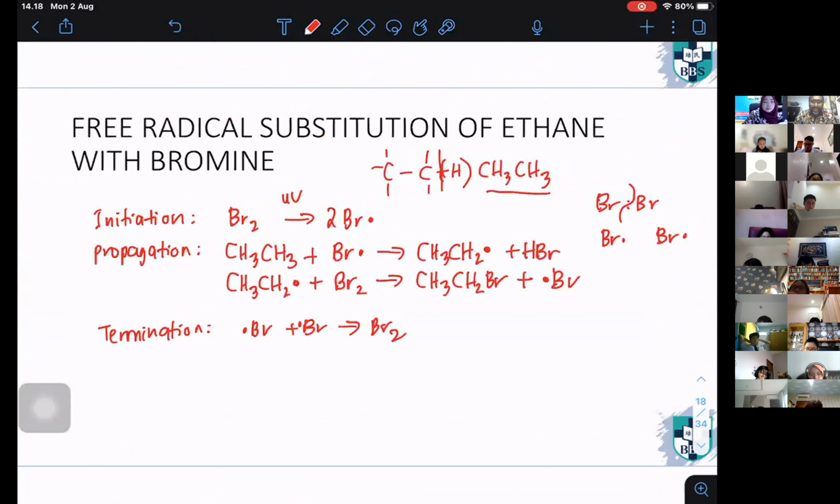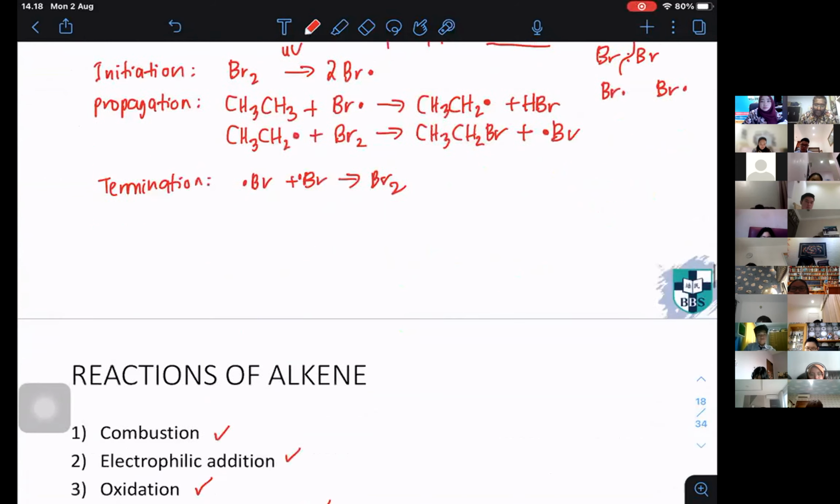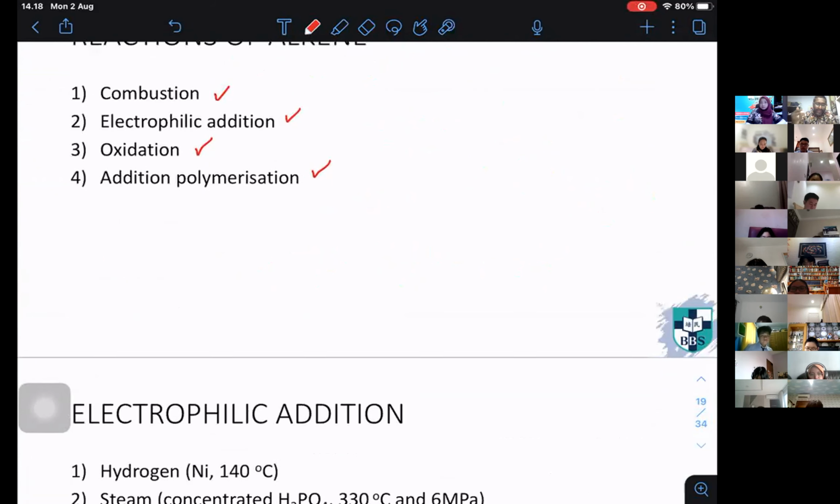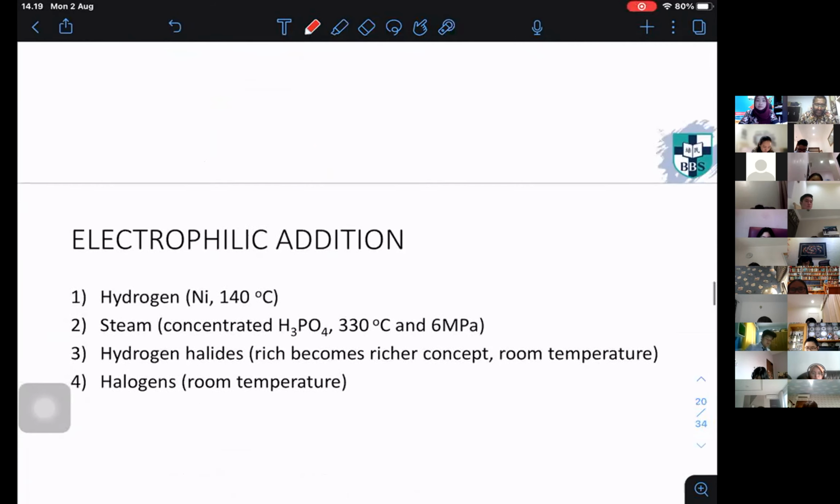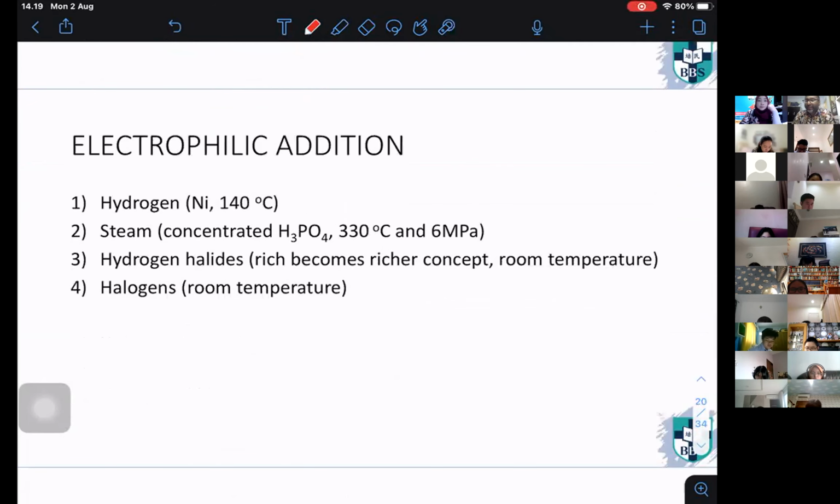Now, if you have this reaction, there are a total of four reactions: combustion, electrophilic addition, oxidation, addition polymerization. But the main part is going to be electrophilic addition. Anything that has carbon double bond carbon will undergo electrophilic addition. In our syllabus there are 4 electrophilic additions. You need to know that carbon double bond carbon can react with hydrogen, water, hydrogen halide, and halogen.